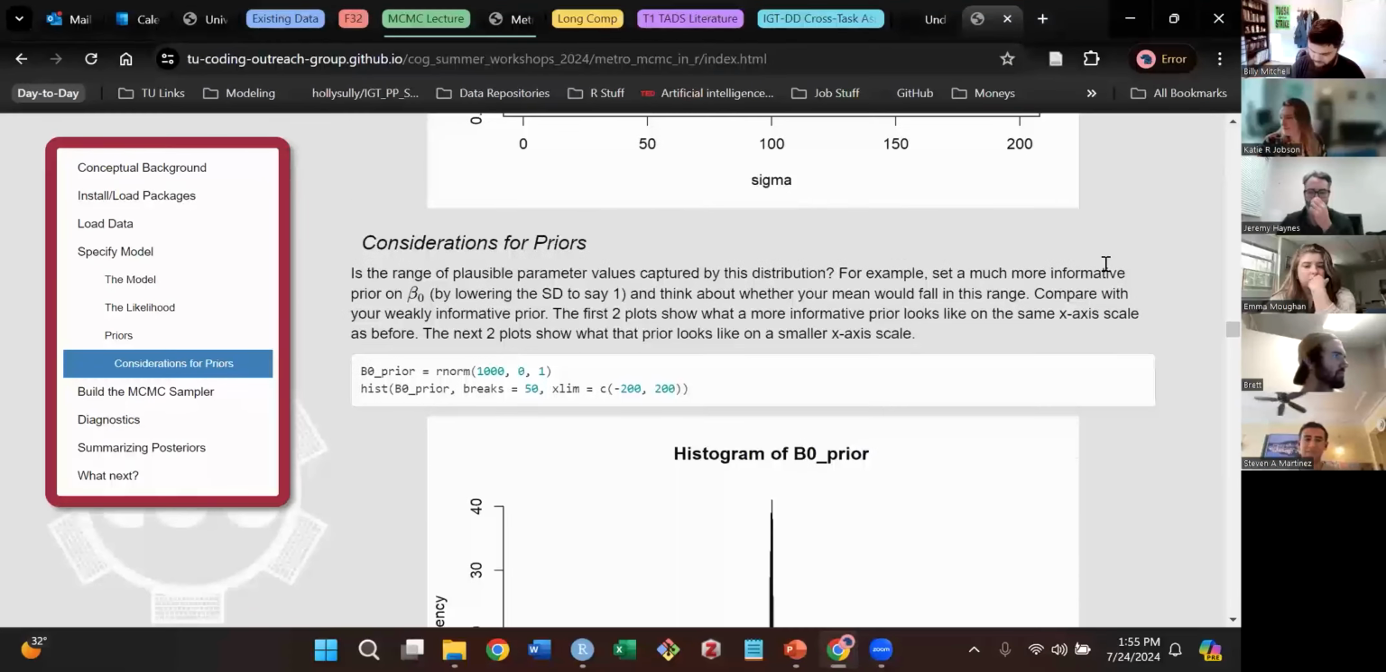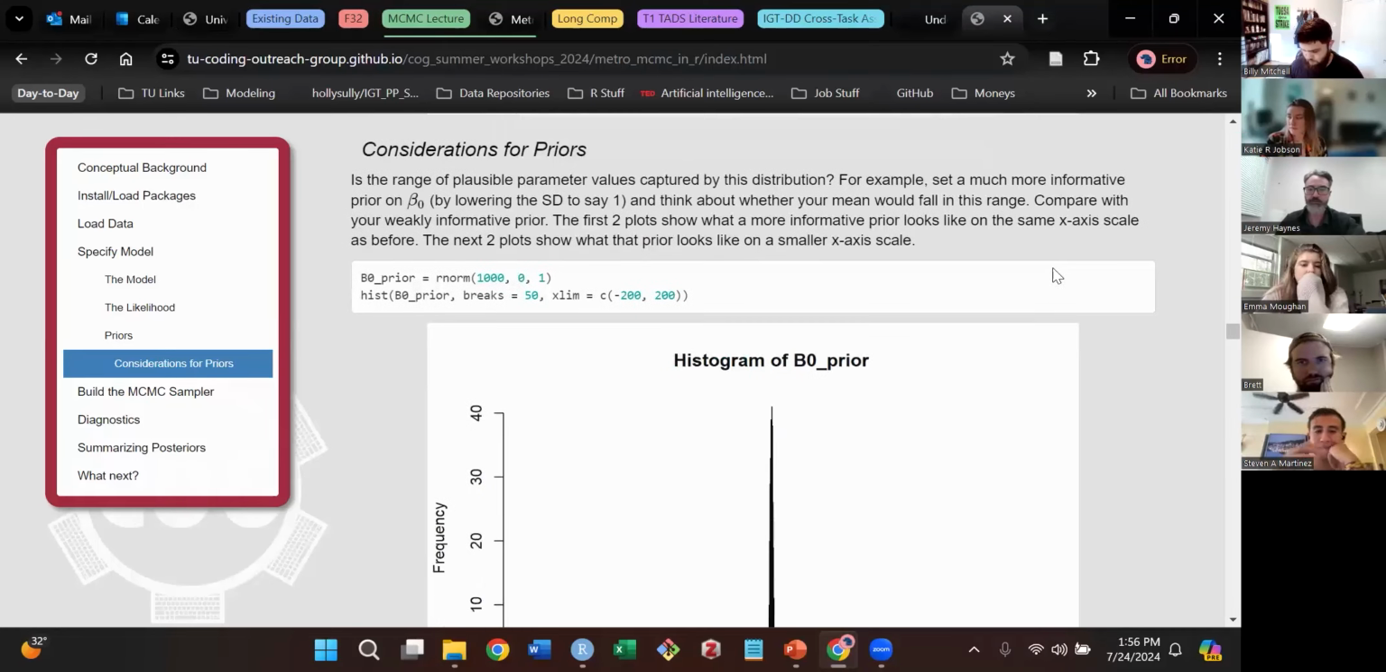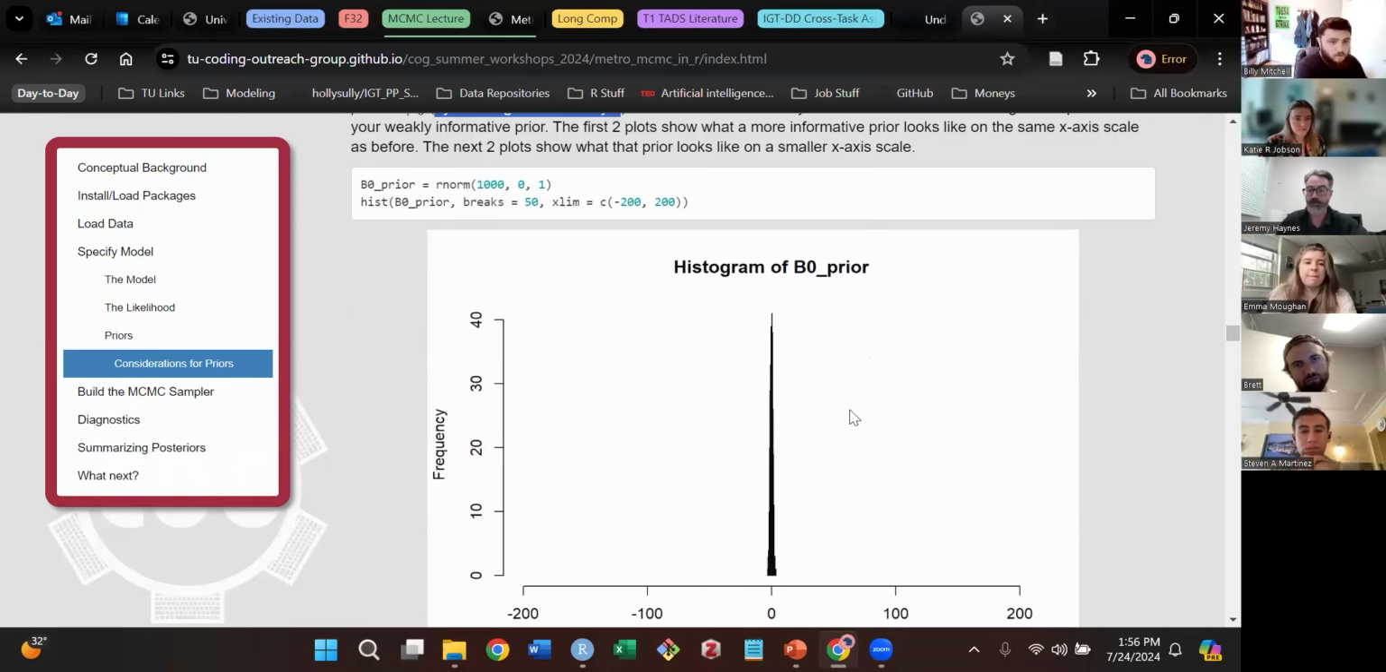Okay. For the sake of time, I'm going to gloss over the consideration for priors. I'll leave that for tinkering with. Basically, this section is just presenting the idea that you can change these priors to a lot of different values. In particular, it's interesting to set a more informative prior. So I do that by lowering the standard deviation. And this is where I do that with the intercept term.